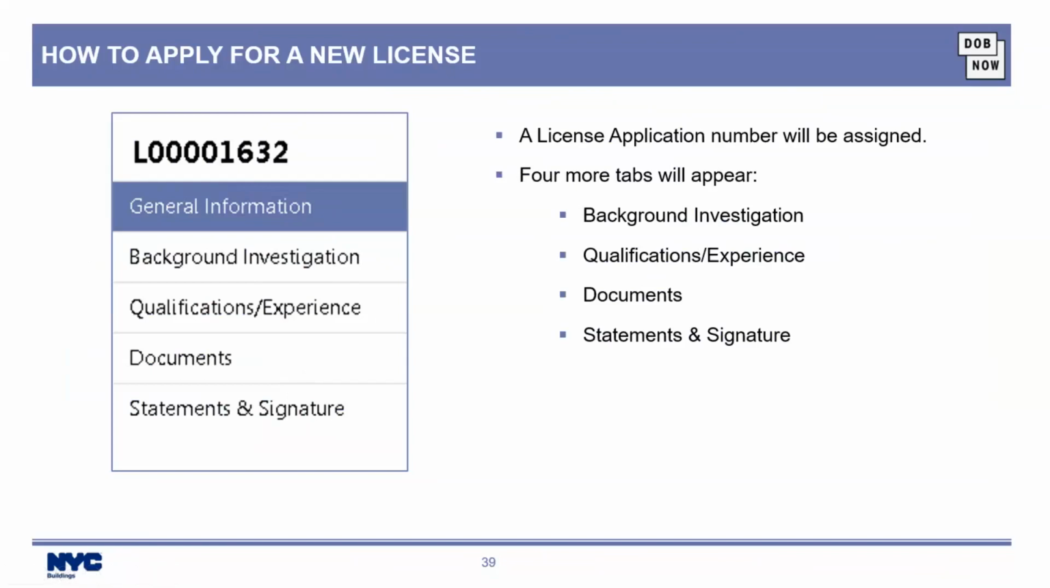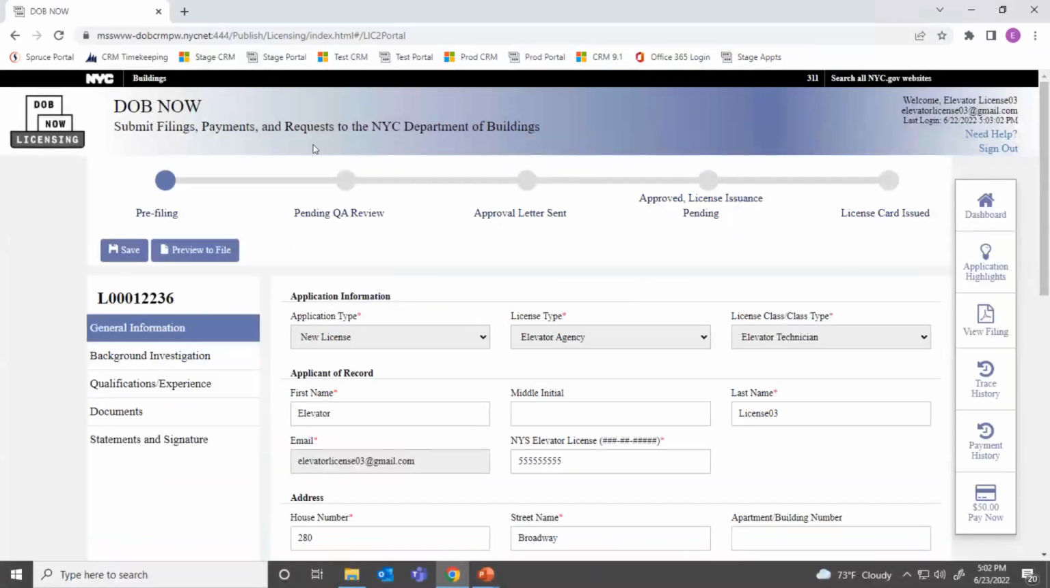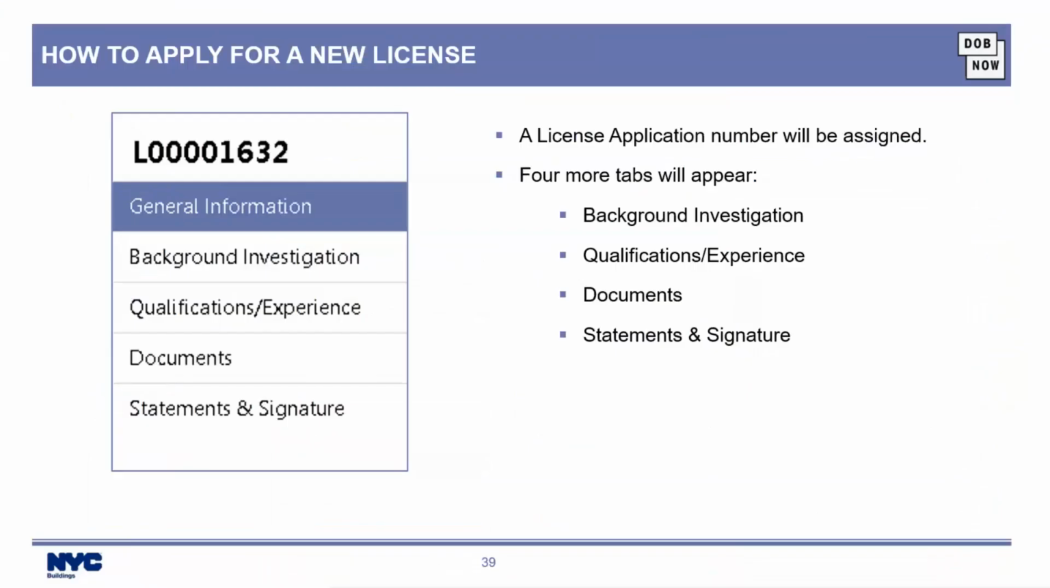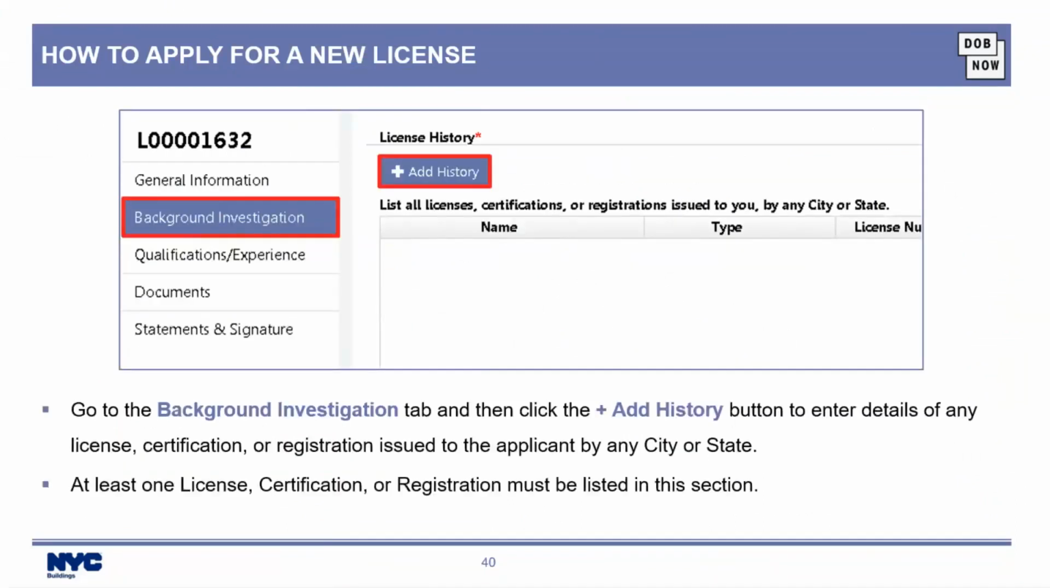You'll also see at the top of the page, the status bar. Now we'll talk about the status bar and the approval process a little bit later on, but we're going to focus on filling out this new license application for now. The next thing we do is we go to the background investigation tab. Now, one of the things you'll hear is that we always recommend that you click save before going from one tab to the other. The system's not going to keep you from doing it, but it would be really annoying if you lost the information. So clicking save more often is a good idea.